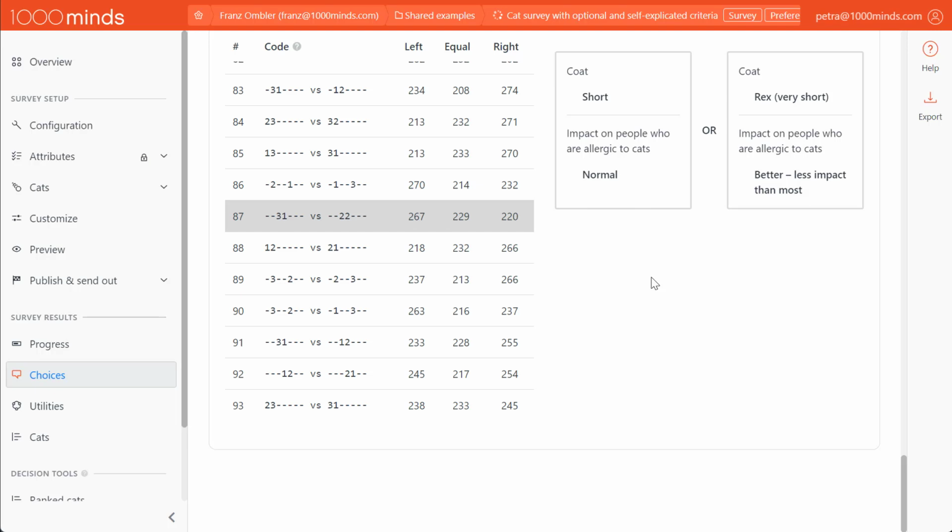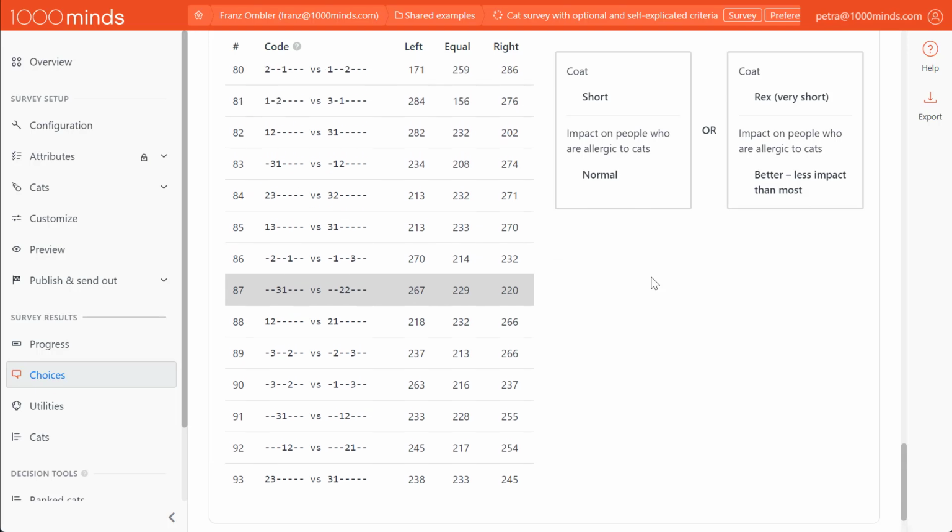So, as a quick recap, the Participant Choices page shows us information about the different choices that participants made during the survey, and it also gives us information about the consistency in participant answers.